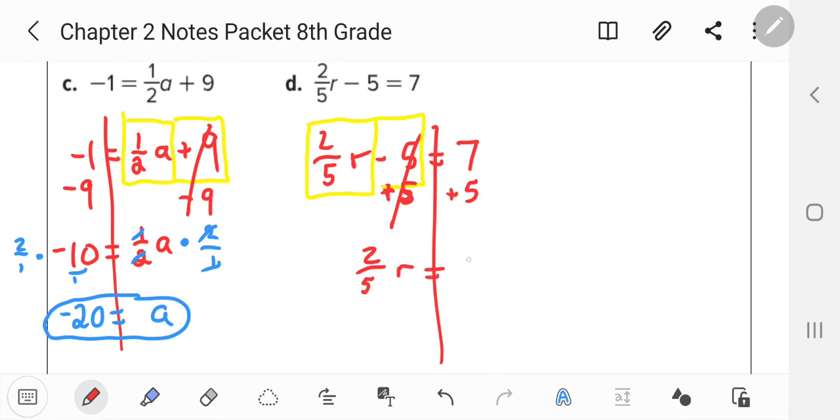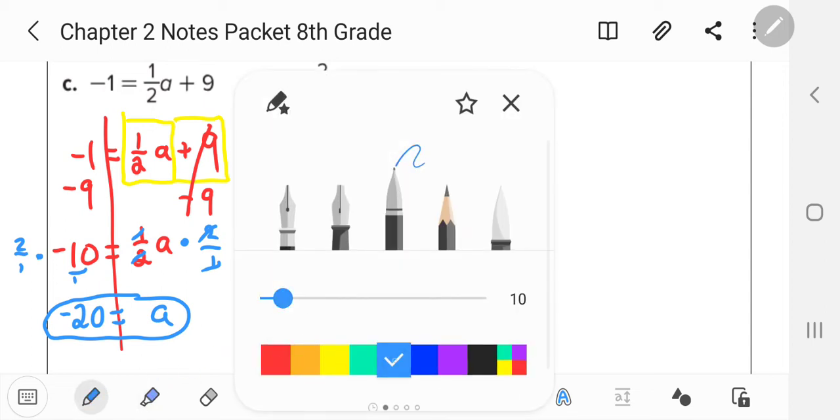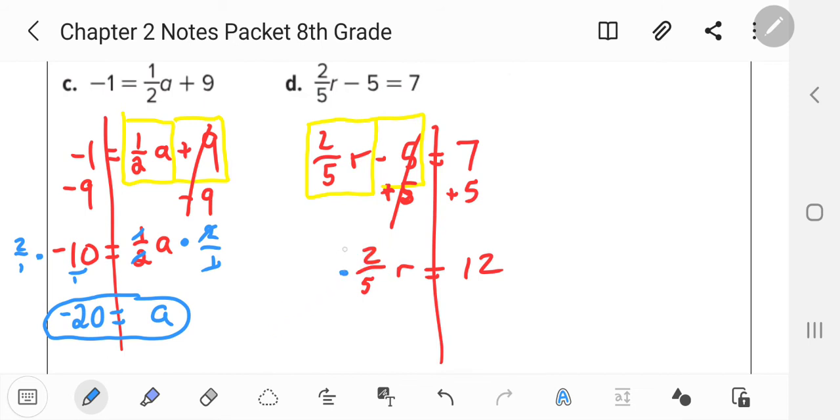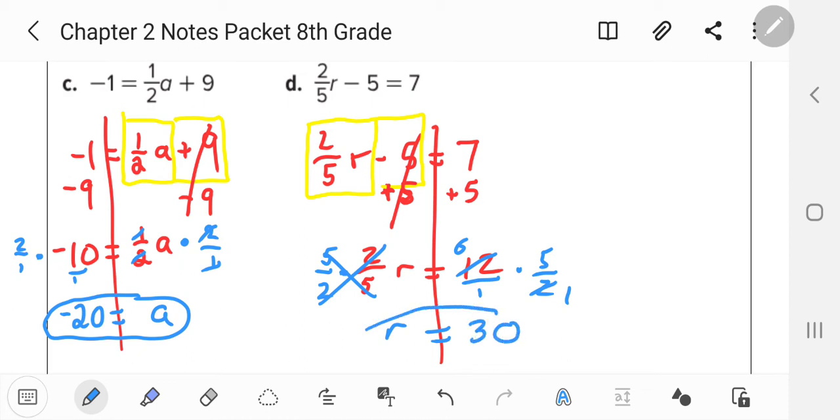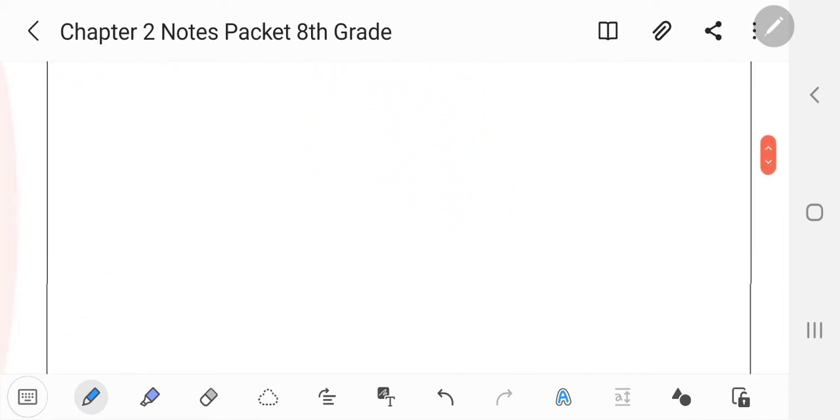2/5 r equals 12. And now we have a fractional coefficient, so we are going to multiply by the reciprocal, or the multiplicative inverse, if you want to be all fancy. All right, 5/2, there we go. A number times reciprocal equals 1, so we get 1r. And we have to make that whole number into an improper fraction, and we can cross simplify, and that gets us 30/1, or 30. Super duper. Hopefully you're cruising along and feeling good about it.